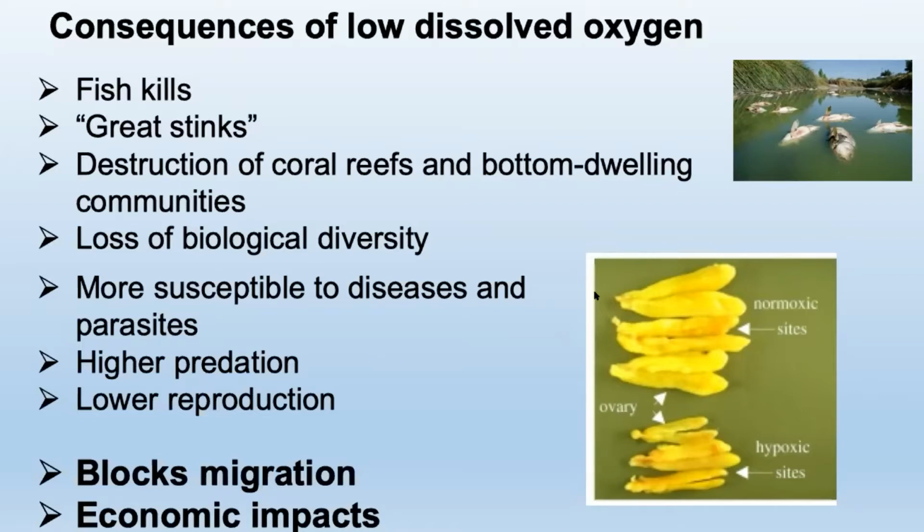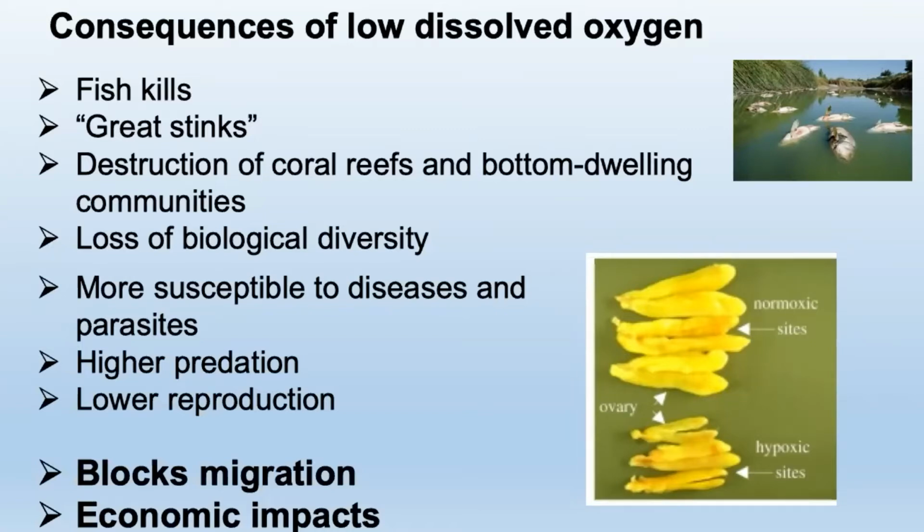And this is illustrated here with this picture from a paper that appeared a couple of years ago of ovaries taken from Atlantic croaker. These ovaries are from fish that have normal amounts of oxygen versus those that were raised in hypoxia, which is very low oxygen concentrations.